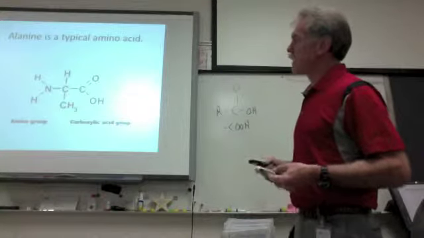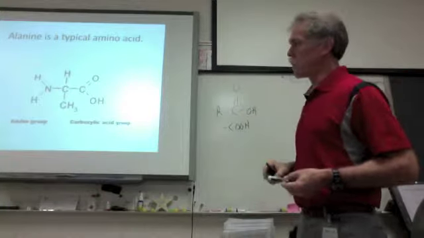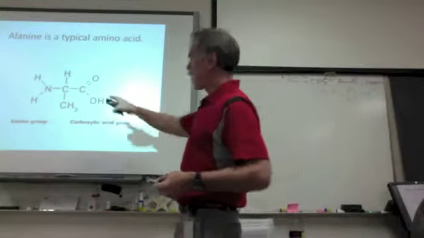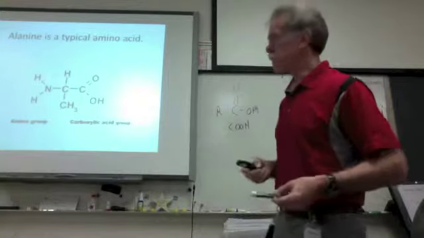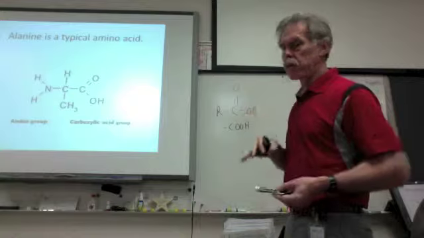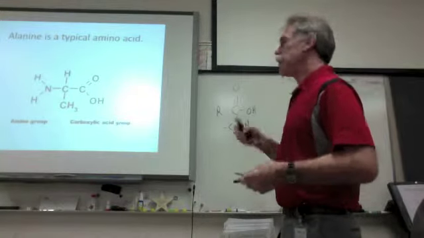So alanine's a typical amino acid. This shows you the structure of alanine. If instead of the CH3 you put an R, then you have the generic structure for all amino acids. It's like the R is a wild card for what's different, everything else is pretty much the same. Amino group and an acid group.